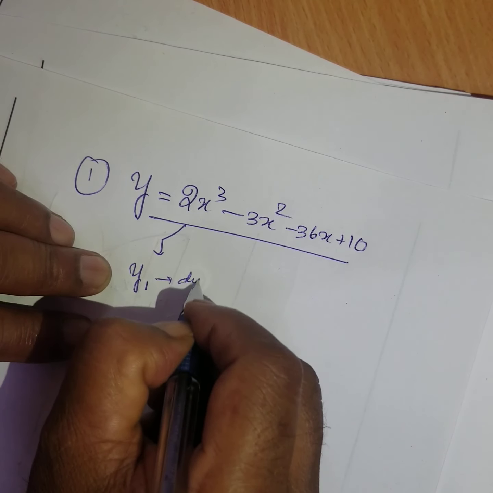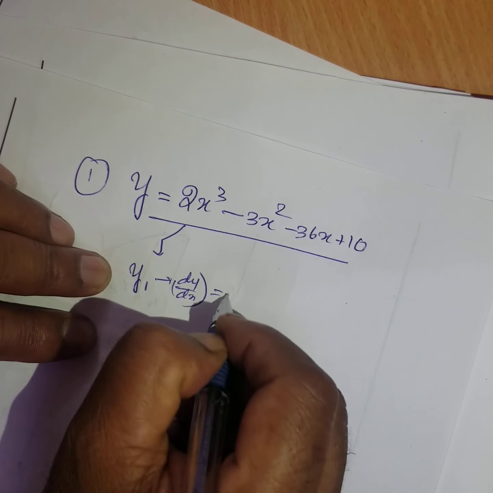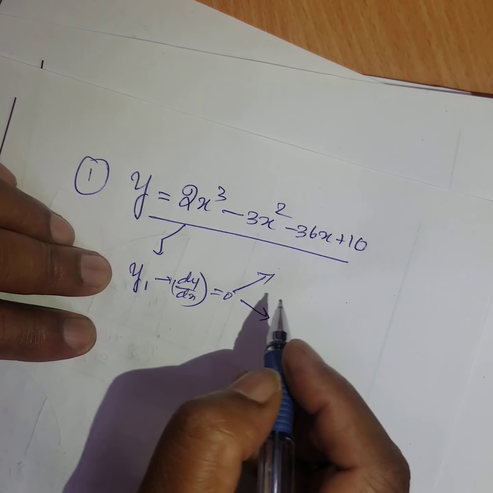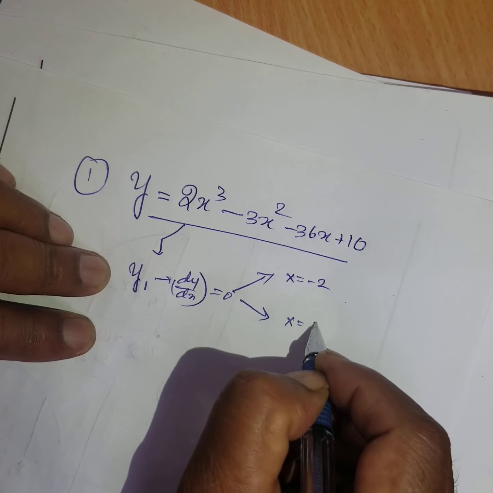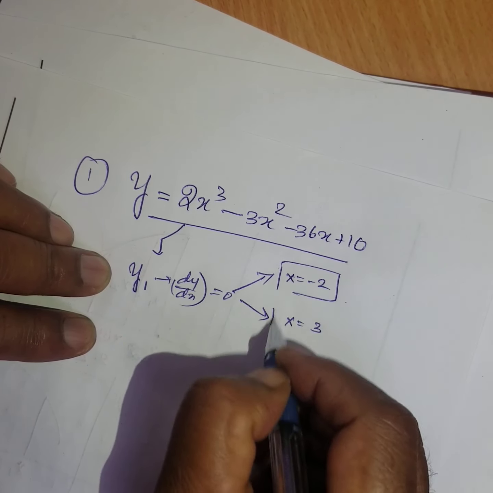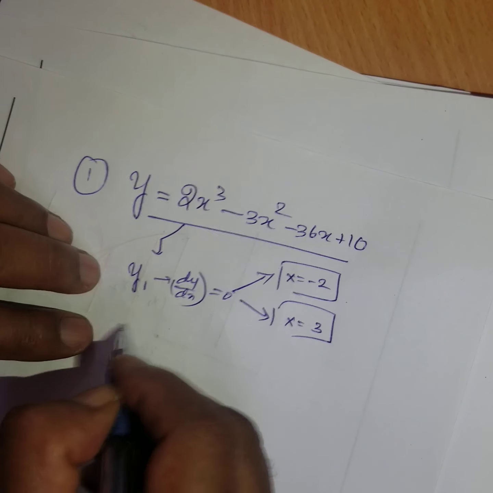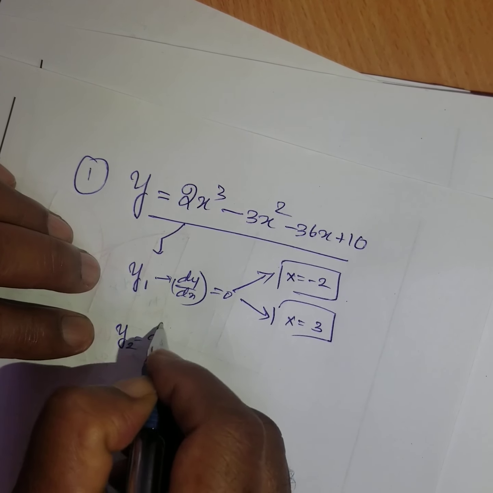Set dy over dx equal to 0. Equate it. You will get what? I have worked out this problem. You will get x equal to minus 2, x equal to 3. I will get 2 points. And again find y2. y2 means the second derivative, you find out.